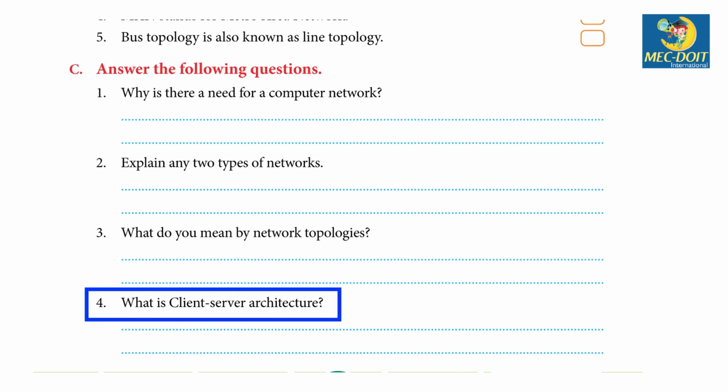4. What is client-server architecture? Answer. In a client-server network, several computers called clients are connected to the main computer called the server. A computer that serves clients and manages access to hardware, software, and other resources is known as a server. The computers that ask the server for services like data retrieval, storage, etc. are known as clients.